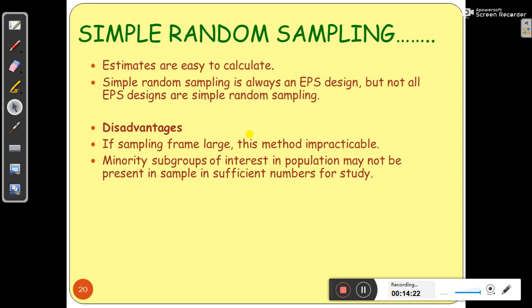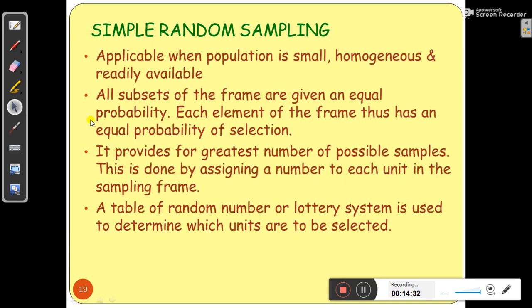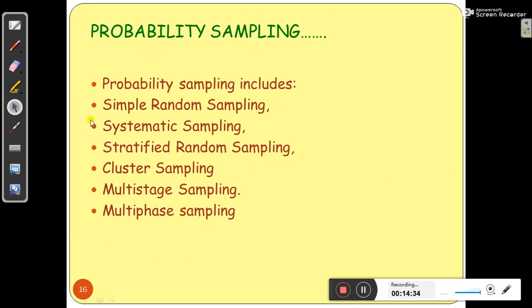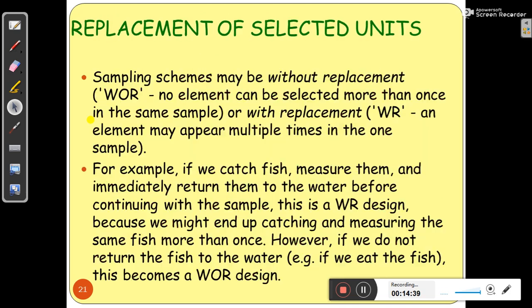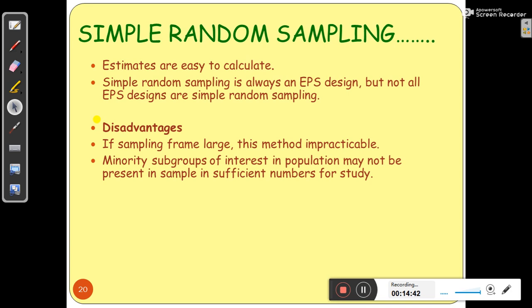And estimates are easy to calculate. Simple random sampling is always an EPS design. Equal probability what? Equal probability selection. But not all EPS designs are simple random sampling. Try to understand that. Not all EPS designs are simple random sampling, but simple random sampling is always an EPS design, or equal probability sample design.